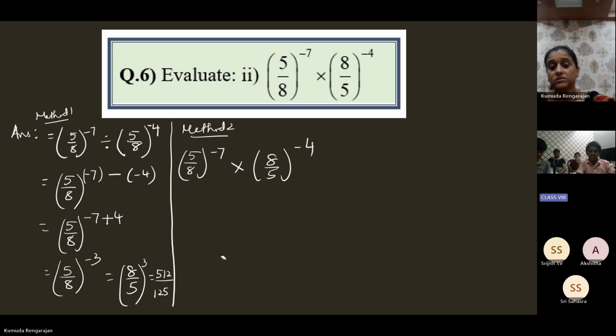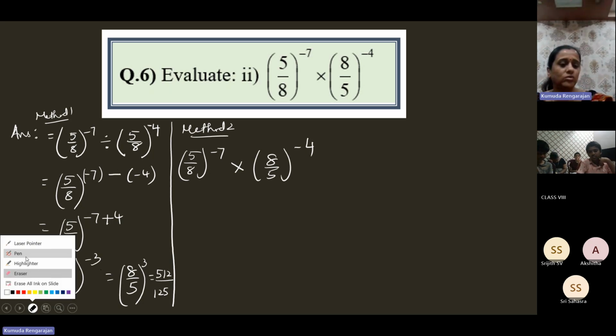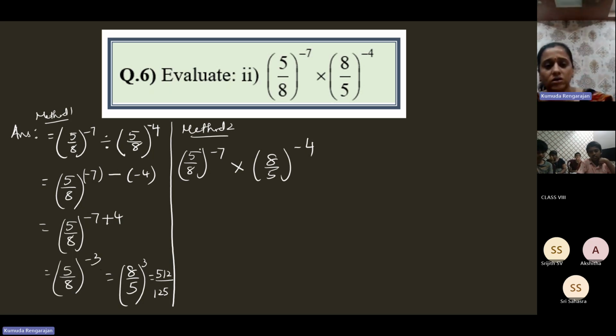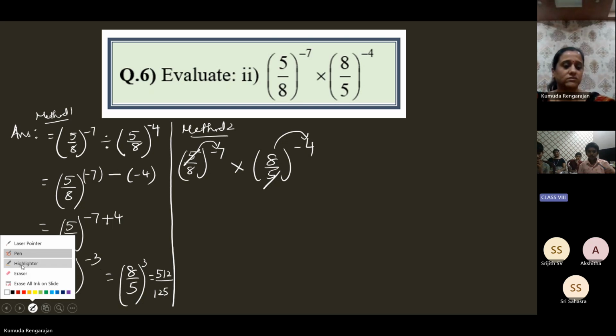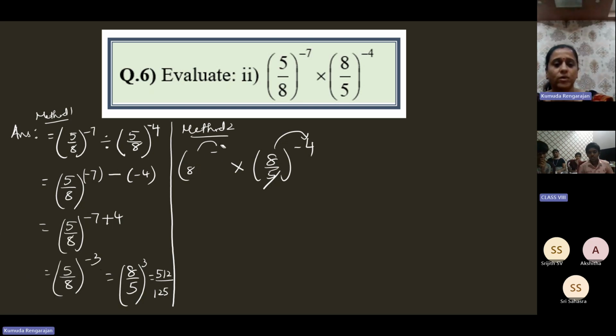Ma'am, we have to cancel 8 and 8. No. See, you have to use the exponent. You need to simplify and then only you can cancel. Now the base is not free to be cancelled. You cannot cancel this 5 and 5. No problem.